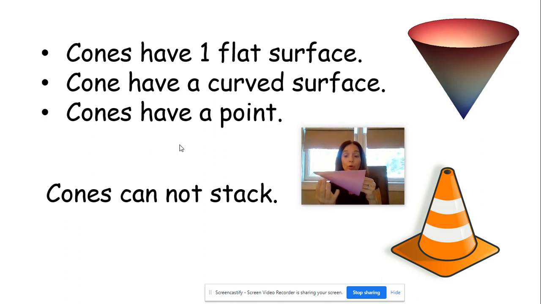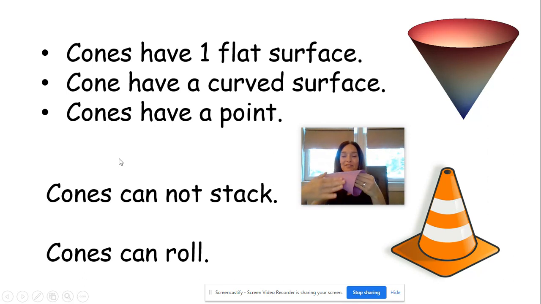Now think about the second question. Can a cone roll? What do you think? Yes, it can. Cones can roll because they have curved surfaces, right? In order for a shape to be able to roll, you need a curved surface. Okay, so that's our cone. One flat surface, a curved surface, and a point. You can roll a cone, but you cannot stack a cone.